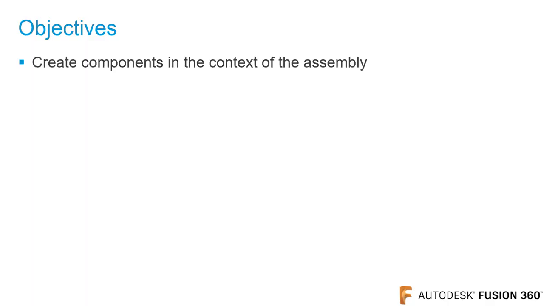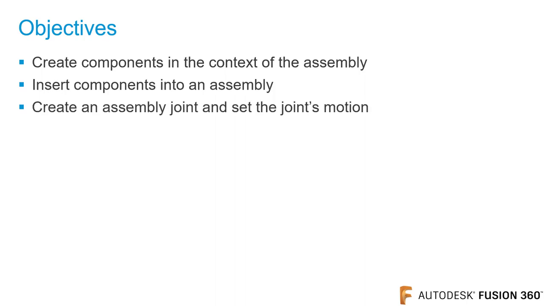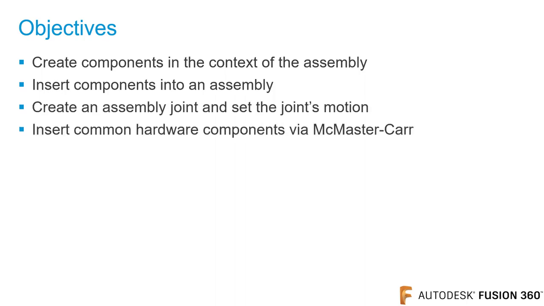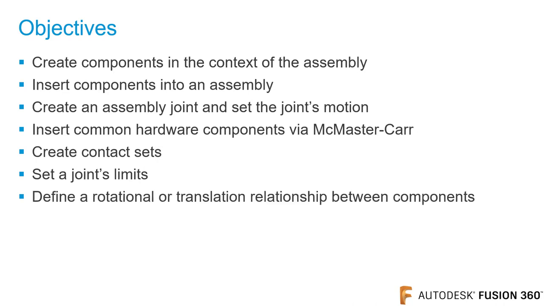In this video, you'll learn how to create components in the context of an assembly, insert components into an assembly, create an assembly joint and set the joint's motion, insert common hardware components via McMaster-Carr, create contact sets, set a joint's limits, define a rotational or translational relationship between components.